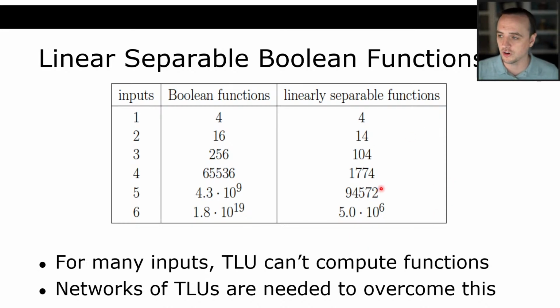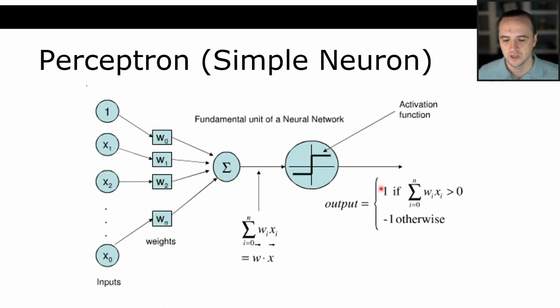So in order to overcome this, you need networks of TLUs. Okay, and a network of TLUs is essentially going to be drawing a bunch of lines through a plane. We'll get to that. So at first there was the TLU. The TLU worked on Boolean inputs with real valued weights. Then we move on to the perceptron. So the perceptron came right after the TLU, and this starts to look like an actual neuron.